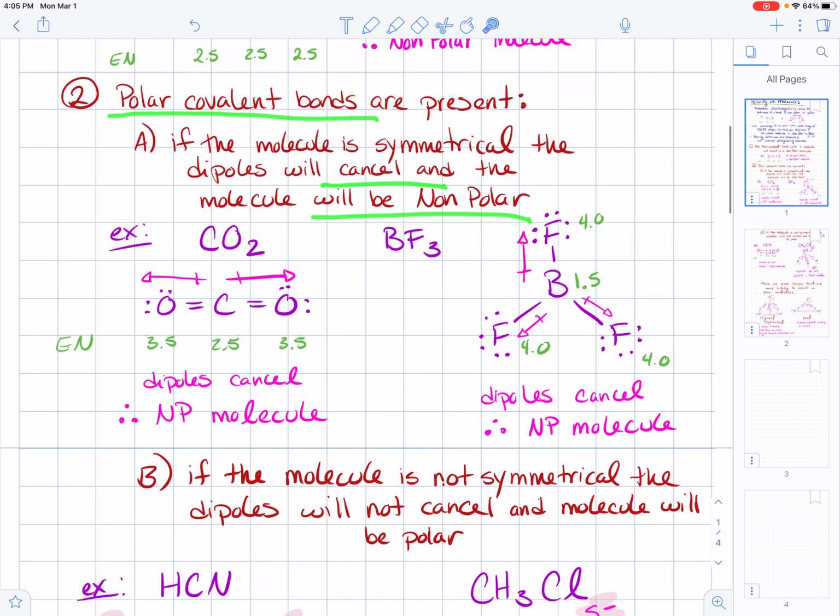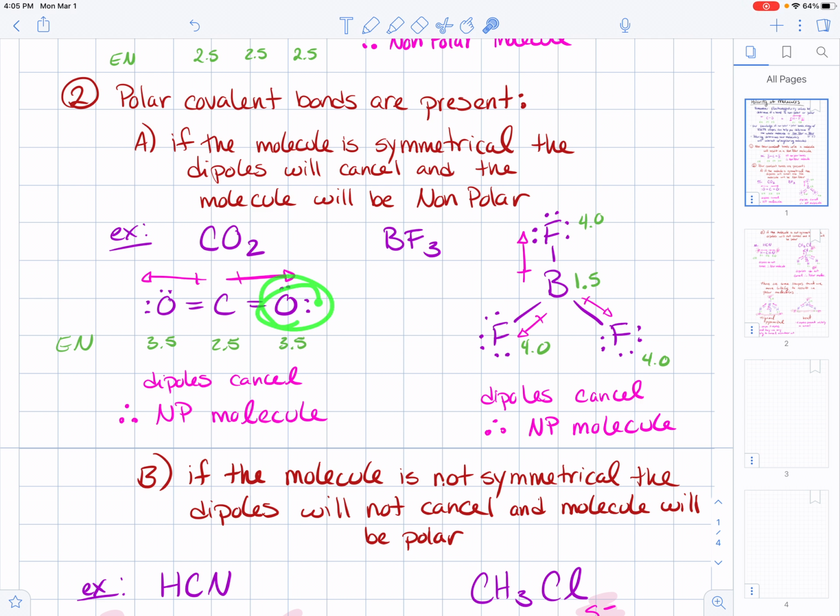So I've got two examples here. I've got CO2. Carbon has an electronegativity value of 2.5. Oxygen has an electronegativity value of 3.5, and I've got one here on the left side and one here on the right side. So I'm going to look at this bond first on the left side, and I see that oxygen is the more electronegative one, so it creates a dipole going to the left. Now, if I look at the other side of the carbon, it is also bonded to an oxygen, and it is creating a dipole going to the right.